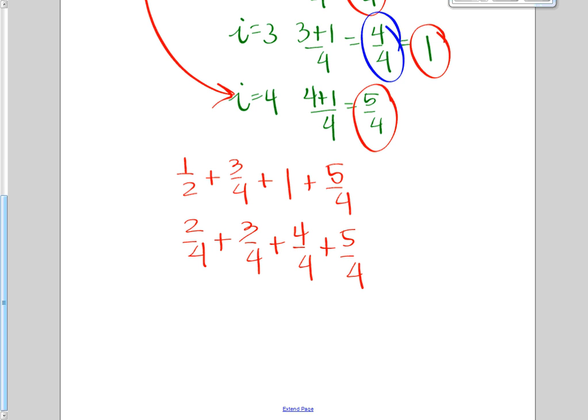And if I add all of this up, I've got 14 on the top and 4 on the bottom. I could say that my sum is 7 over 2, or 3.5.